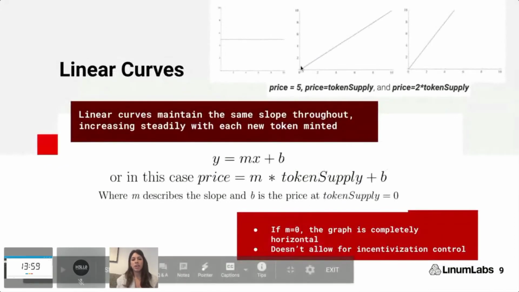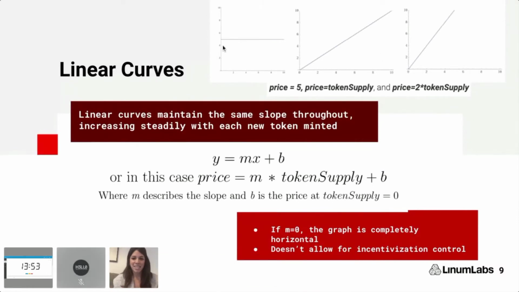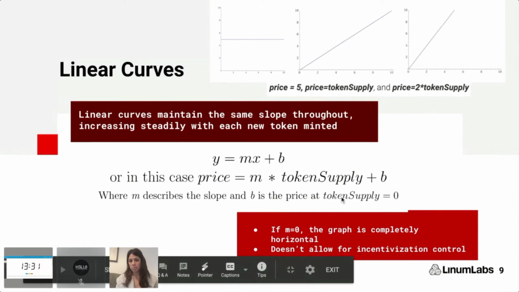So first, we'll go into the linear curves. As I mentioned, these go up linearly with the token, except for the horizontal one here, which just stays the same. So linear curves can be defined pretty basically, if you go back to algebra 1, as y equals mx plus b. Or in this case, price equals m times token supply plus b, where m is the slope. As you can see here, the slope in this one is 1, the slope in this one is 2, which means it's just a bit more aggressive. And b is the price at token supply equals 0.